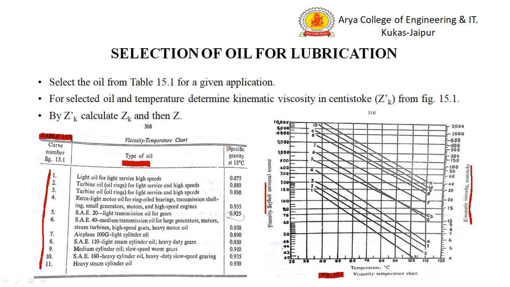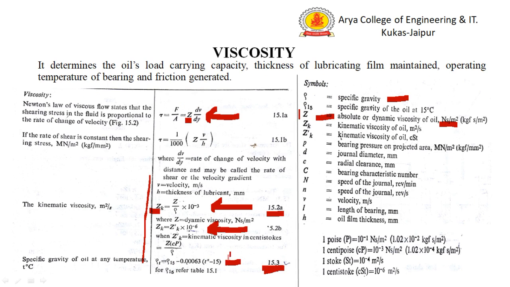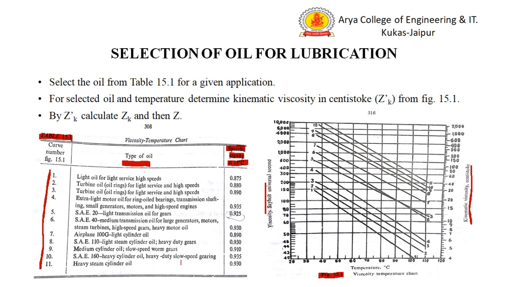In table 15.1, this is the specific gravity rho at 15 degrees centigrade temperature. So we can calculate the specific gravity at any temperature by this formula. In this, the value of rho 15 will be taken from this table.